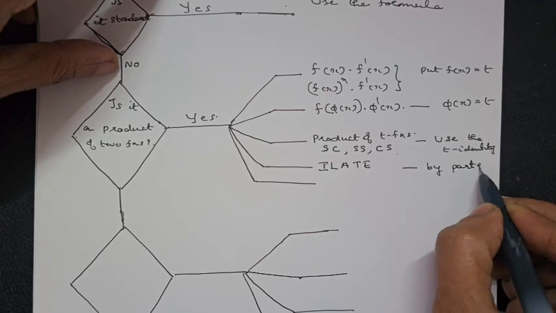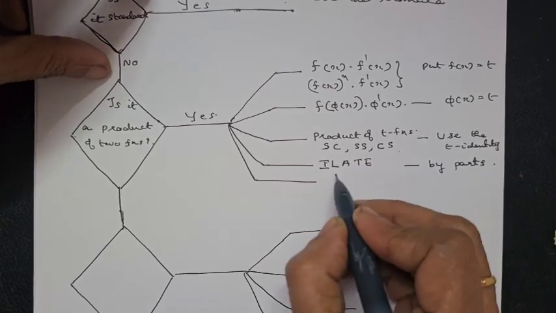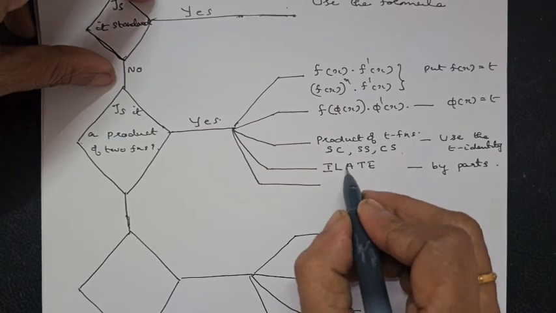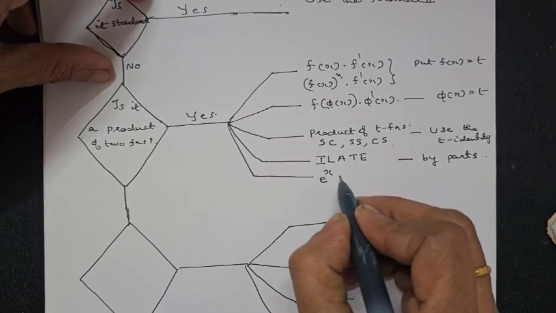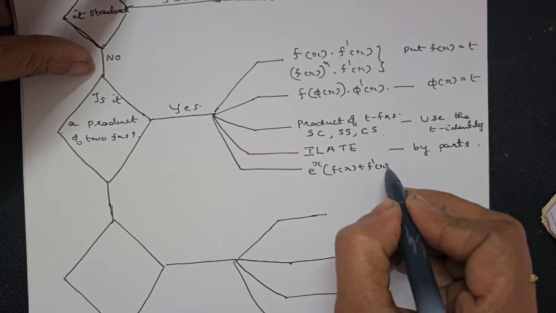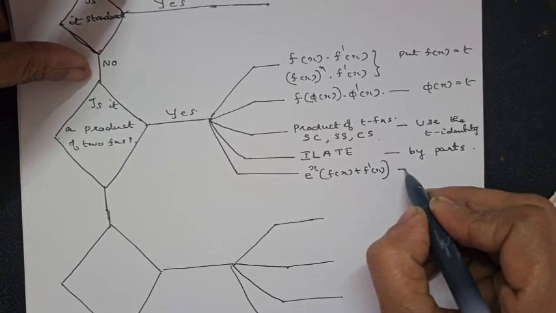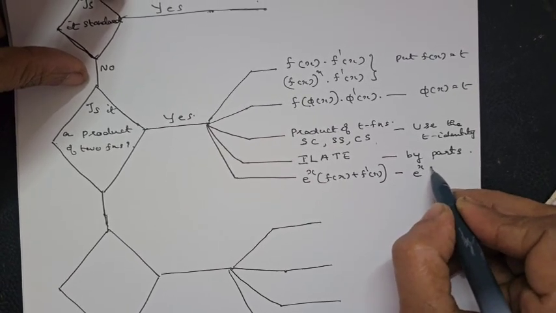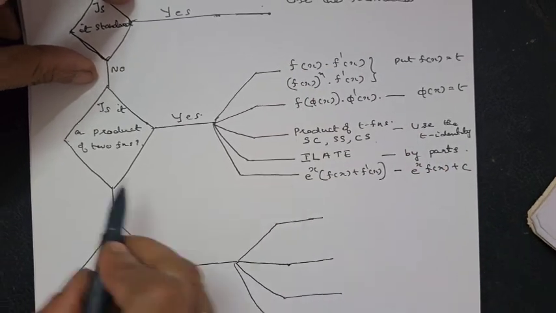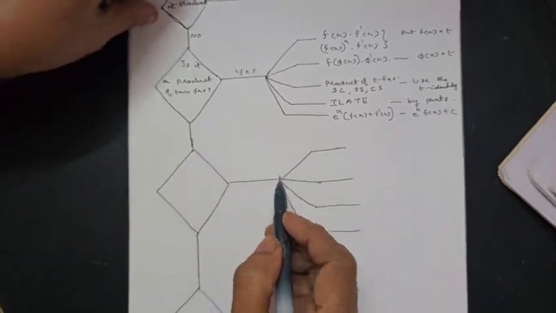First function into integral of the second, and so on. Or, under by parts, we have one more classification: it can be e raised to x into f of x plus f dash x. Then the answer, you remember, is e raised to x into f of x plus c. So these are the different ways if it is a product of two functions.